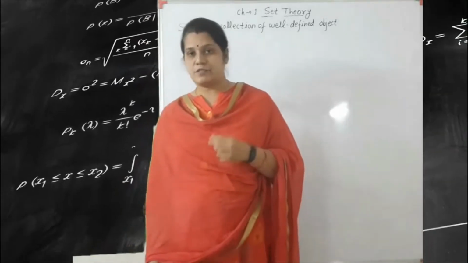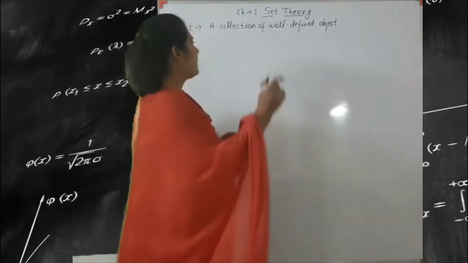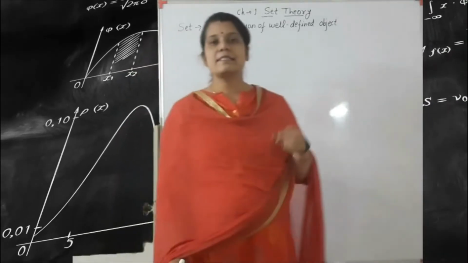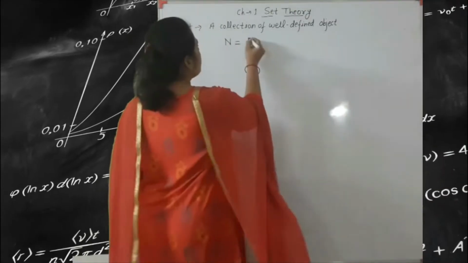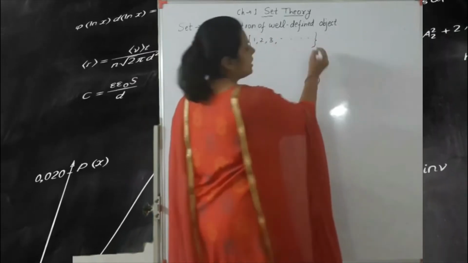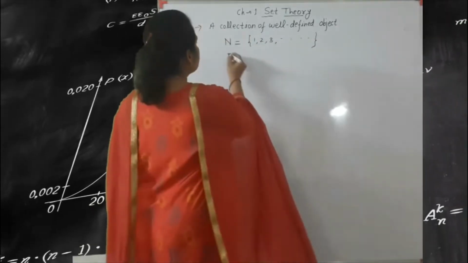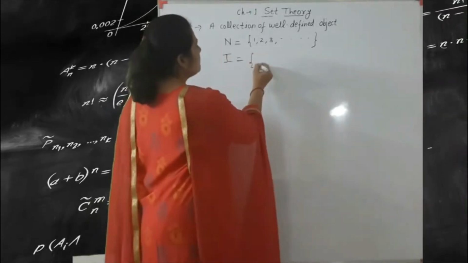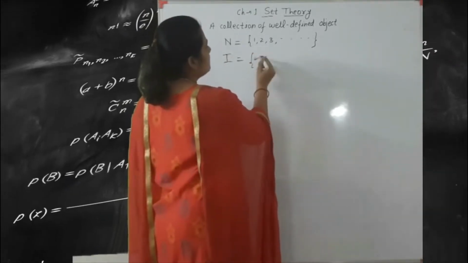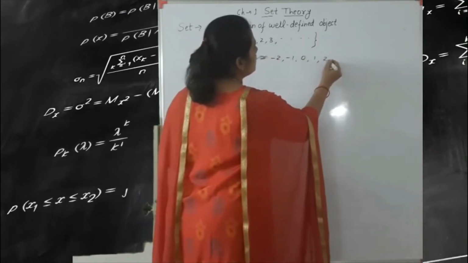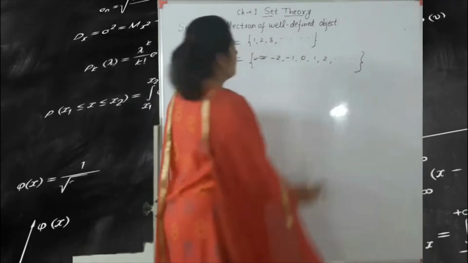In this chapter we have different types of sets and different types of operations depending on the set. So first one is the capital N. Capital N is the set of the natural numbers. So capital N is equal to 1, 2, 3 up to infinite. Got it? Next one is the I, set of integers. Here we write -2, -1, 0 up to 1, 2 and infinite.